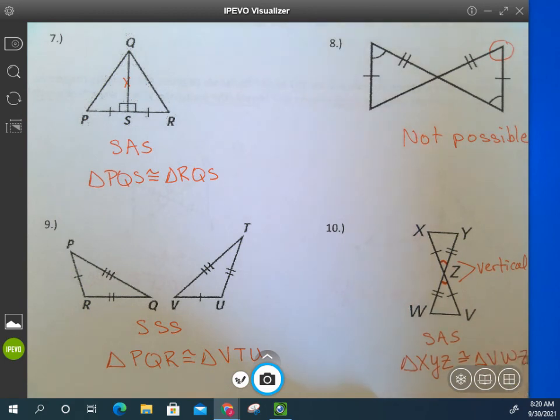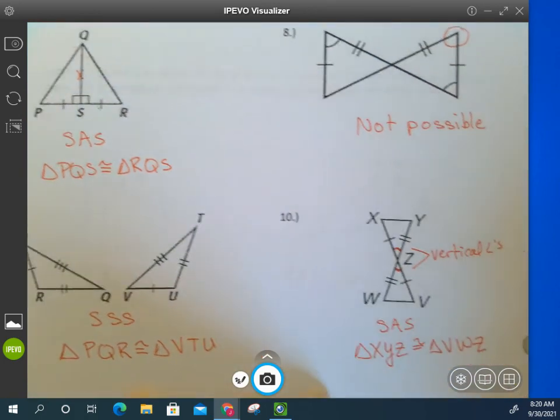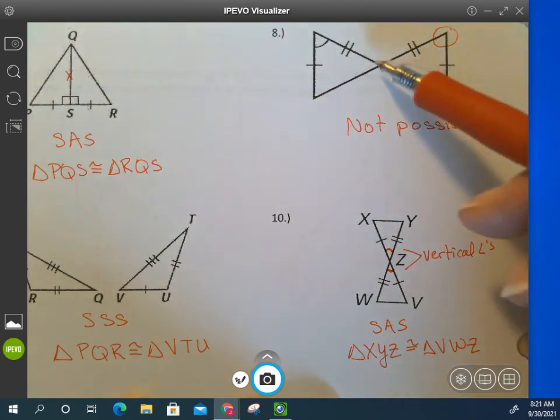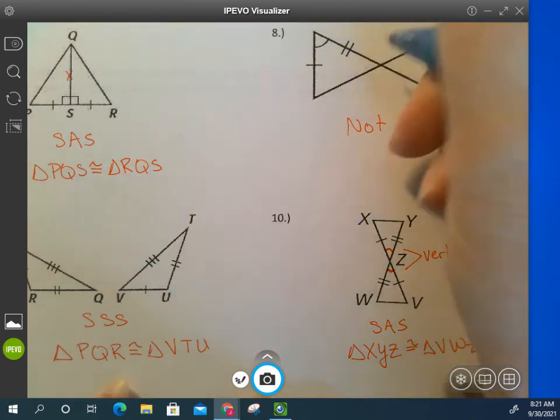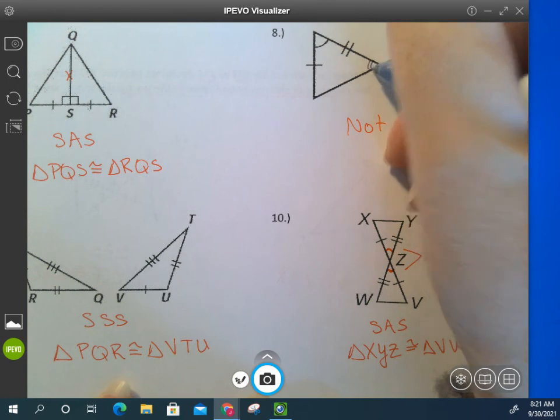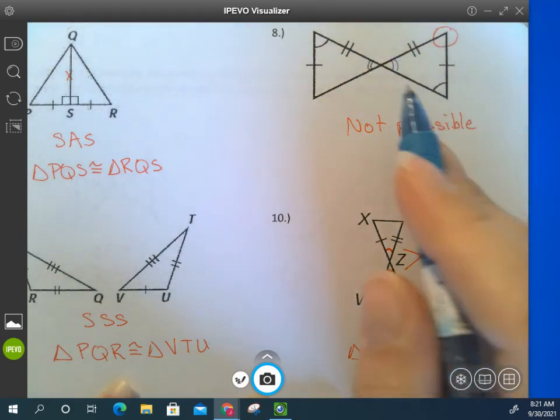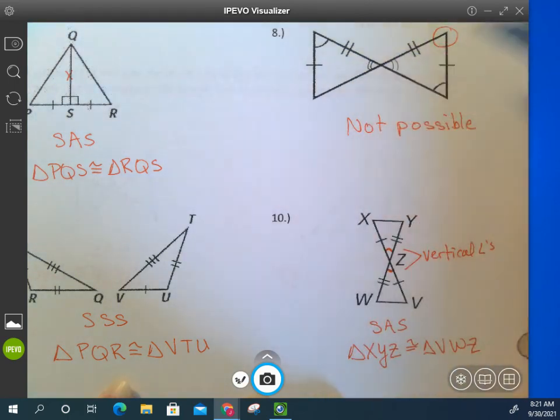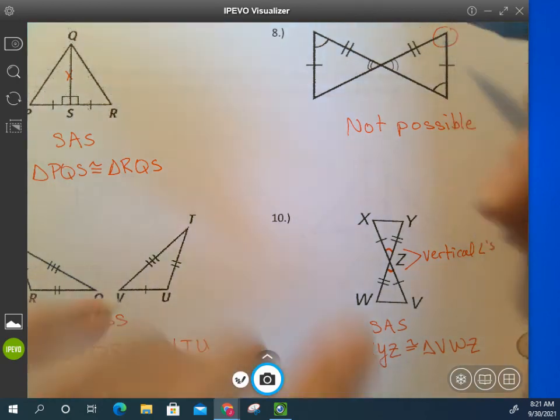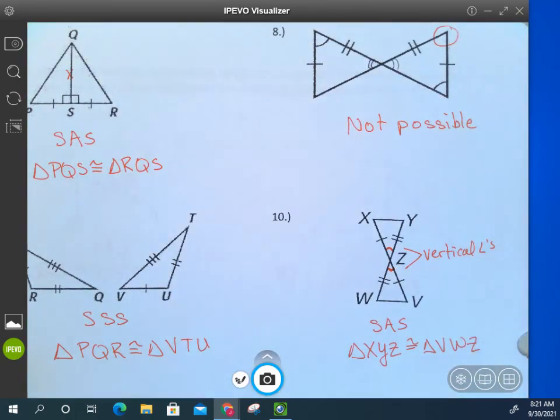Now, real quick, I just said that, and someone might be like, well, look up here. Up here, I can mark that this angle is congruent to this angle, but that still doesn't help me. This I know nothing about, and I needed the included angle there.